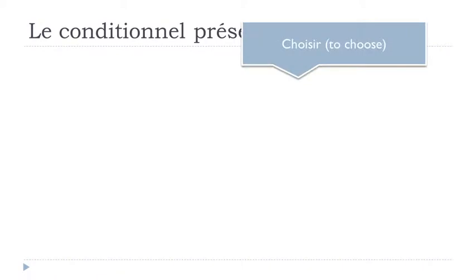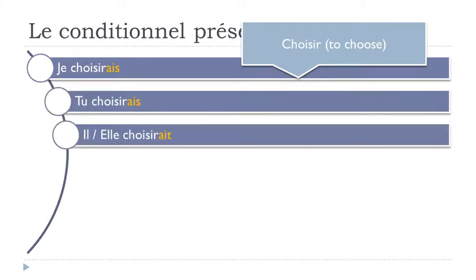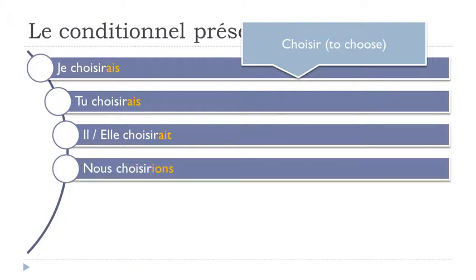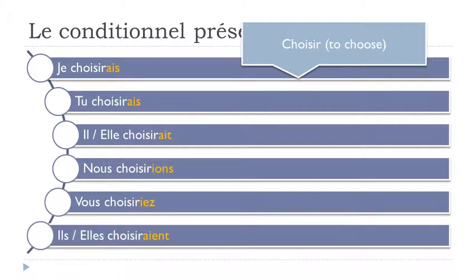Second example, choisir from the second group of verbs. Choisir is to choose. Je choisirais, tu choisirais, il choisirait, elle choisirait, nous choisirions, vous choisiriez, il choisirait, elle choisirait.